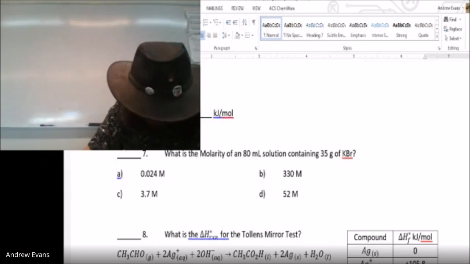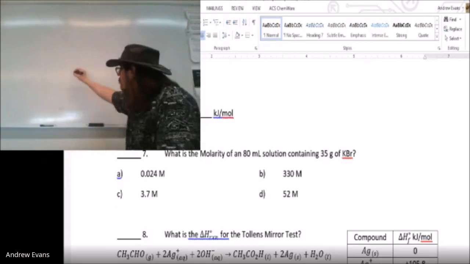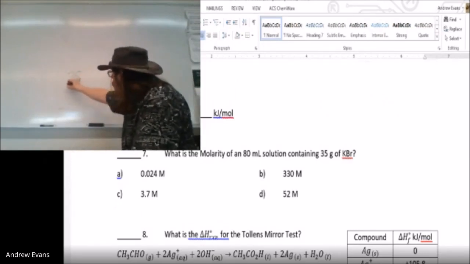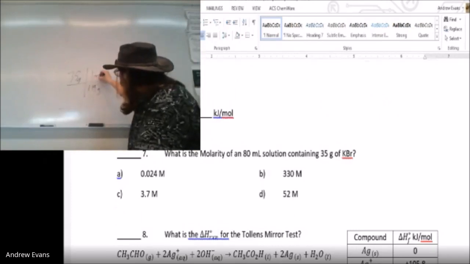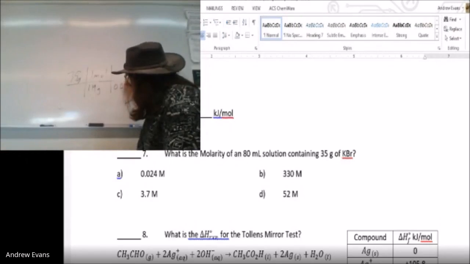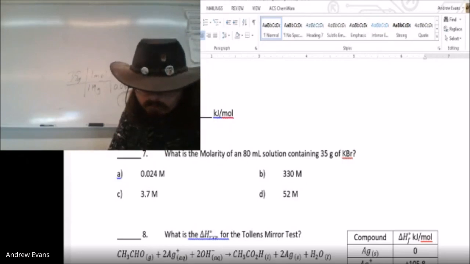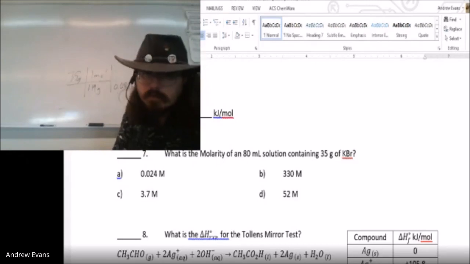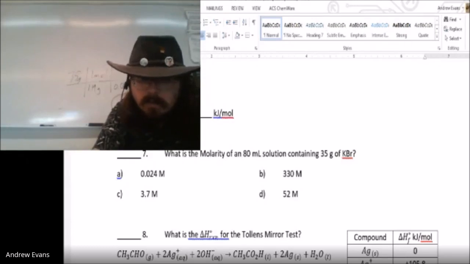79.9 plus 39.1, molar mass of 119. So 35 grams divided by the molar mass, which is 119 grams per 1 mole, and we have to divide by my volume in liters, divided by 0.080 liters, because we're looking at moles over liters. You would get 3.67, which rounds up to 3.7, or C.